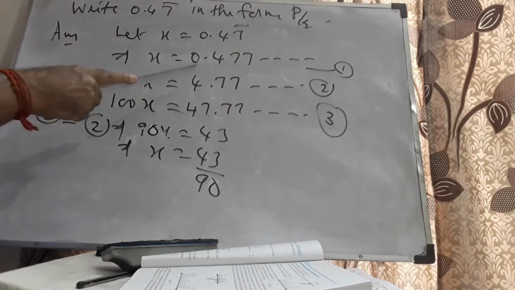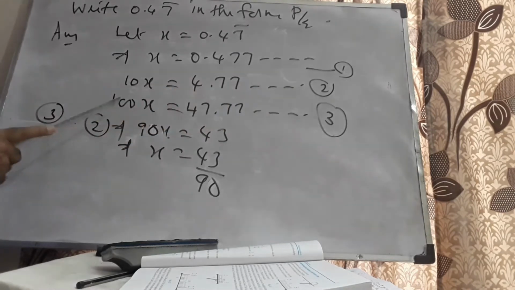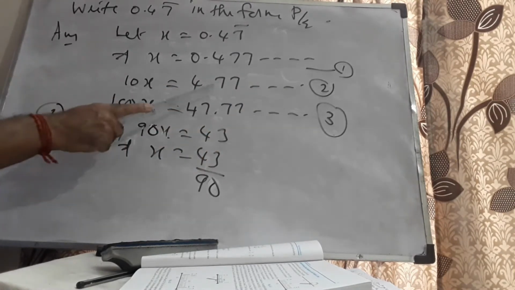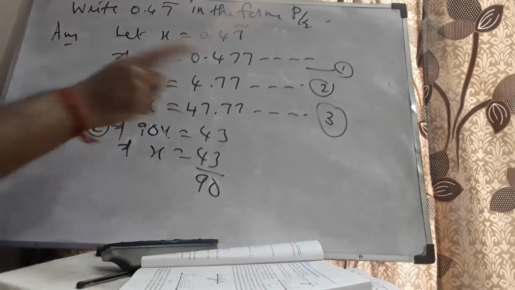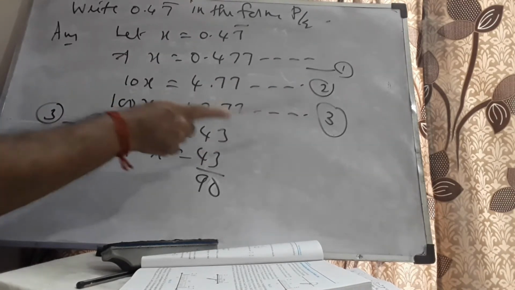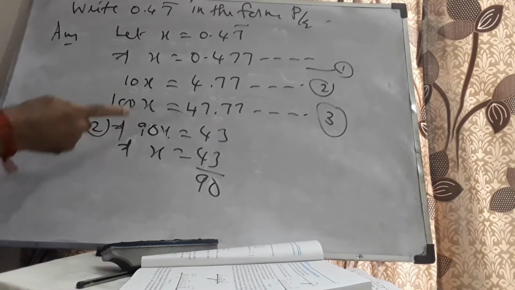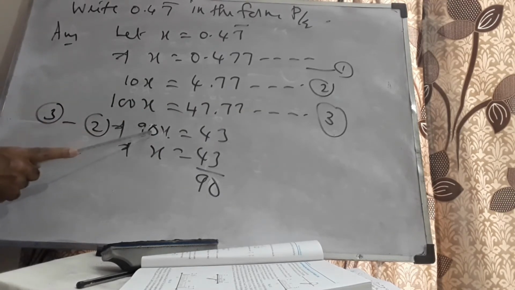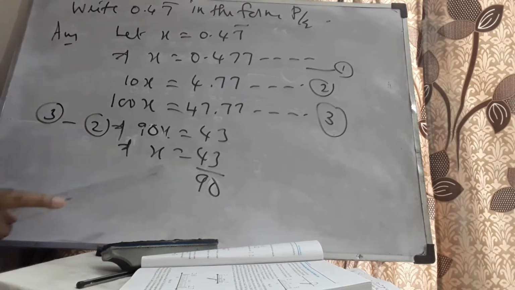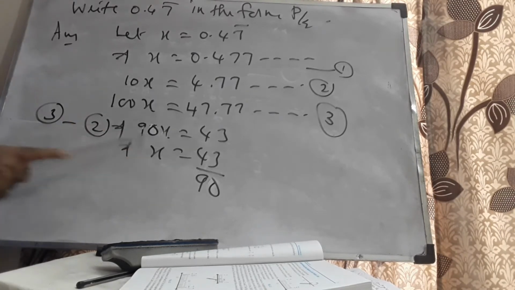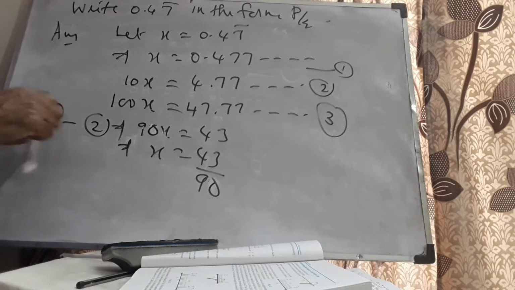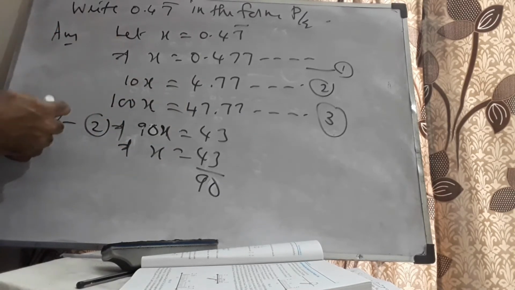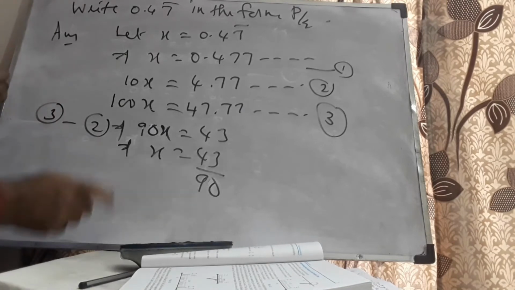Equation 1. 10x is 4.777, etc. 100x is 47.777. I do it in such a way that I get my decimal part to be the same in 2 different equations. Now subtract 2 from 3. By mistake, I subtracted x here. 100x minus 10x is 90x. The answer is 43 by 90. Sorry, there was a small error earlier. 100 minus 10. Only in the LHS I subtracted 1. I'm sorry. Now x becomes 43 by 90.